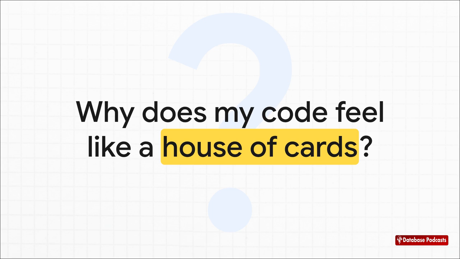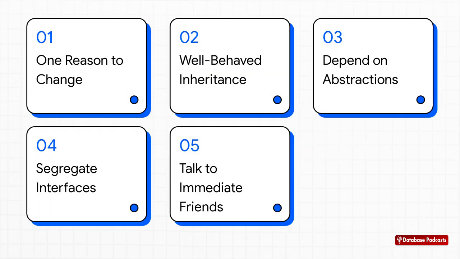We're going to figure out how to build software that's not just working, but is flexible and can handle change. So, how do we get there? We're going to walk through 5 core principles that will be our guide. We'll talk about why a class should only have one reason to change, how to make inheritance behave itself, why depending on abstractions is a game changer, how to slim down your interfaces, and finally, a simple rule for how your objects should talk to each other.